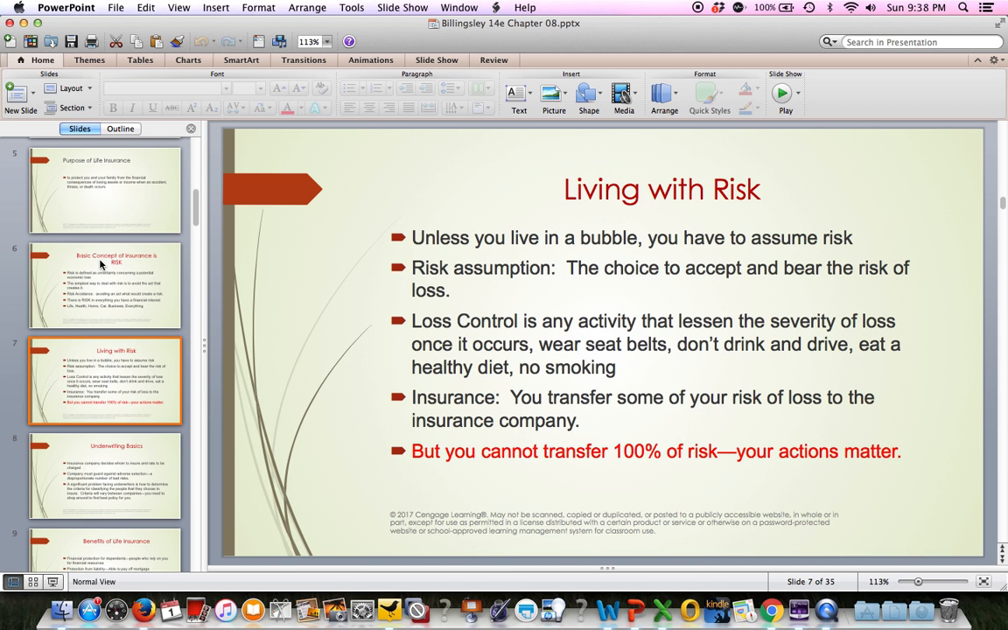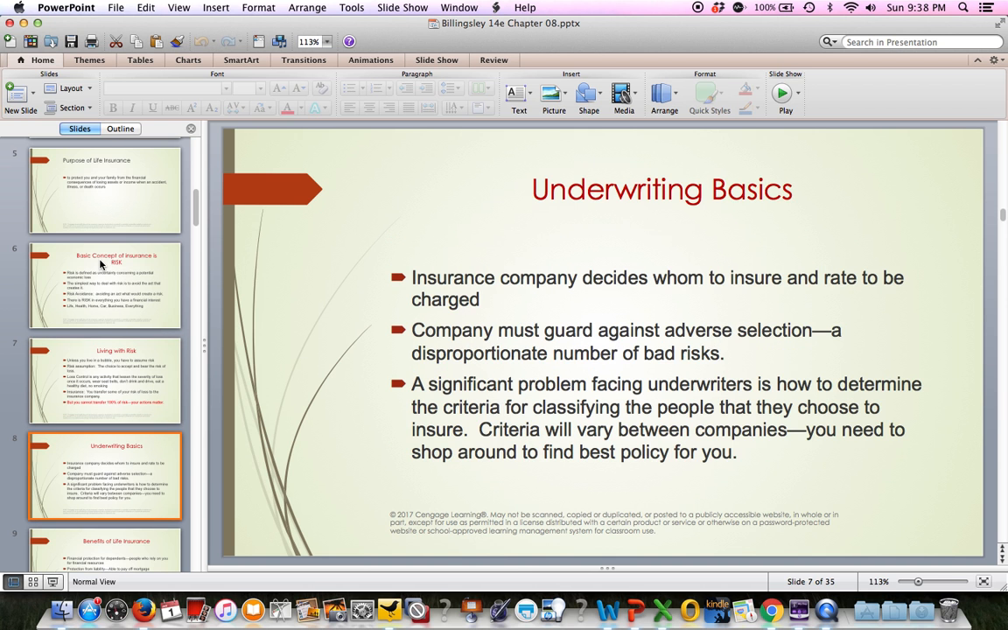Okay, so buying life insurance doesn't mean that your drive to your job is safer. It just means if a car accident happens where you're either disabled or you die, and you have insurance to cover that, you've transferred that risk to the insurance company. But you cannot ever transfer 100% of your risk. Your actions matter. 100% they matter.